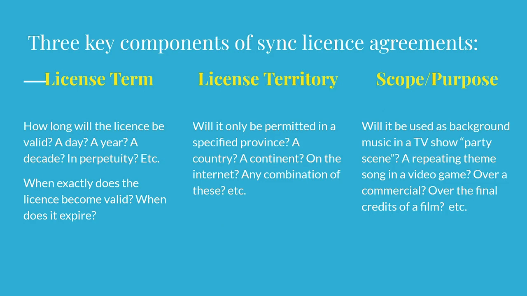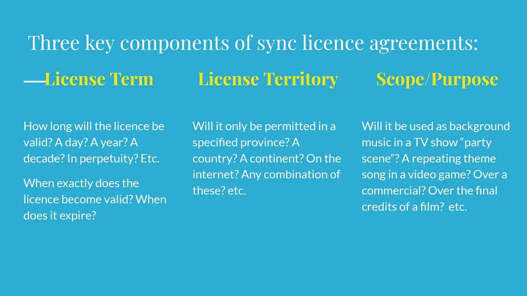When we're talking about the license term, how long will the license be valid? Is it for something that's very short term? Is it for a year, a decade, or is it in perpetuity, so there is no end to it? And when does it become valid? Does it become valid as soon as your signature's on the paper? Does it become valid in 3 months from now? And when does it expire, if it expires? Those are things to really keep in mind.